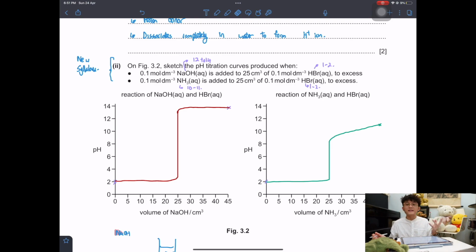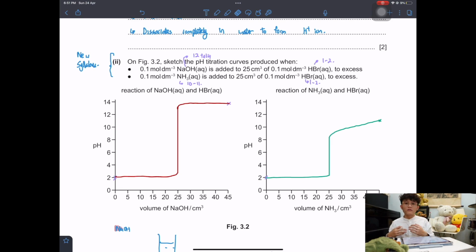So remember guys, whenever you have a strong acid or strong base, you will always get a straight and quite steady line. Don't tilt it too much. You can show a line with a small gradient, that's fine, but not too much. But a weak acid or weak base always shows a tilting graph. So you get this graph.